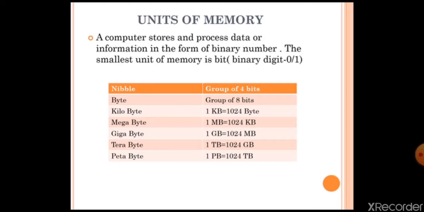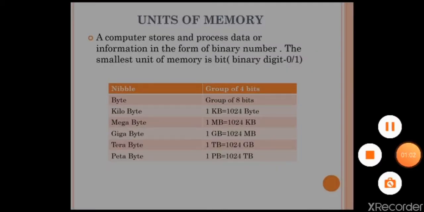First is nibble. It's a group of 4 bits. Then byte. It's a group of 8 bits. Kilobyte. 1 kilobyte equals 1024 bytes. Then megabyte. 1 megabyte equals 1024 kilobytes. Gigabyte. 1 gigabyte equals 1024 megabytes. Terabyte. 1 terabyte equals 1024 gigabytes. And the largest is petabyte. 1 petabyte equals 1024 terabytes.